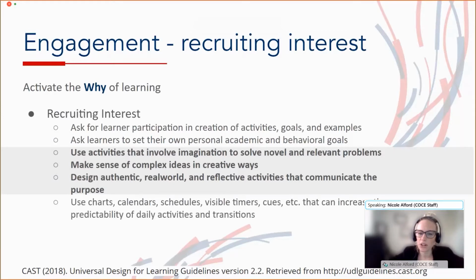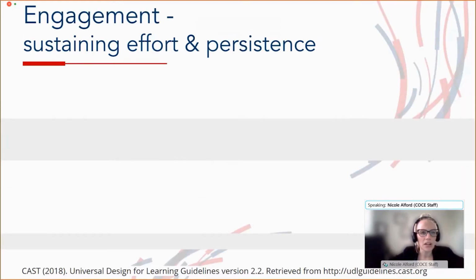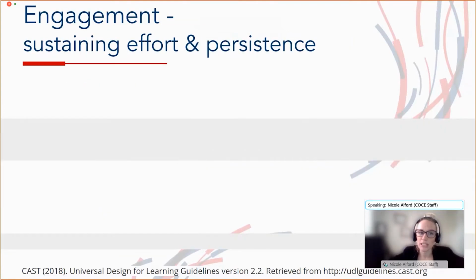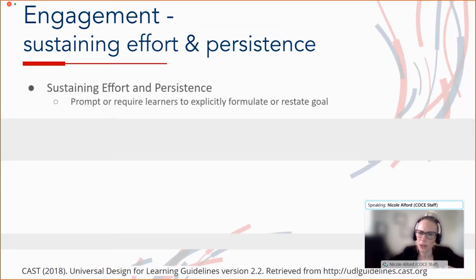Using charts and calendars, giving them that reminder. I'm going to go into sustaining that effort and persistence. You'll notice throughout the presentation there are these gray bars with some bolded tips, and these are the ones that stood out to me the most. There are many more on CAST's website, but again, I'm just going through a little bit quicker than I usually would.